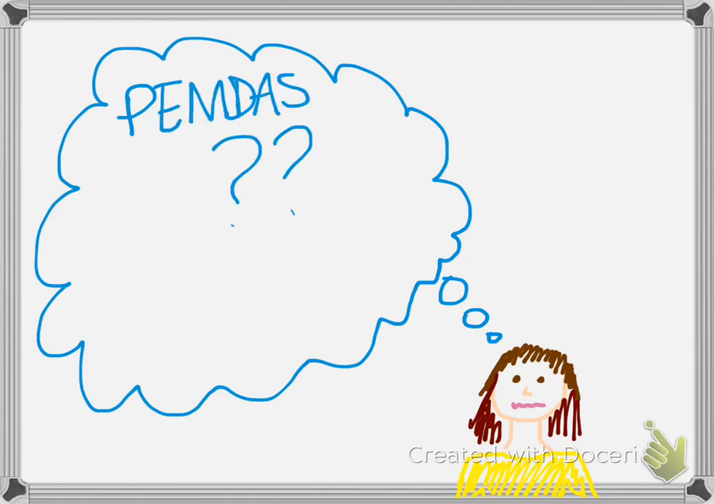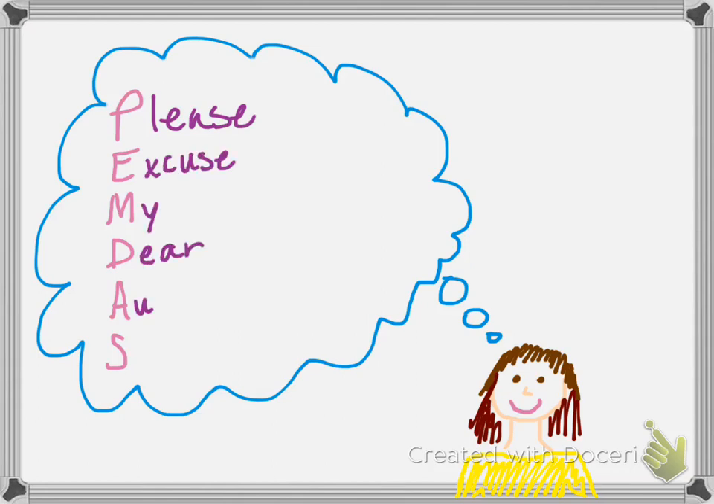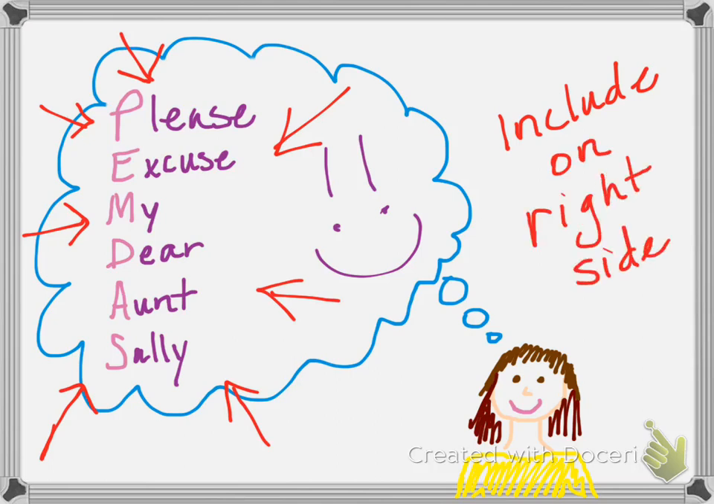How are you going to remember PEMDAS? I'm sure you already know. Go ahead and include that on your right side. So now you have both where P says parentheses, E says exponents, M says multiplication, etc. And you also have it where it says, please excuse my dear Aunt Sally. On your right side, you should have both of those. If you need more time, go ahead and pause. I'm going to move on.